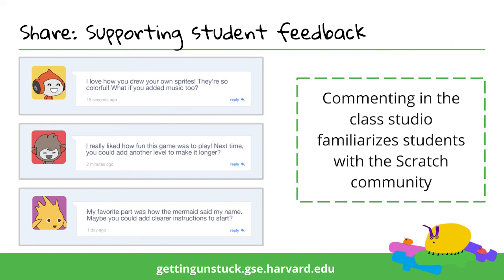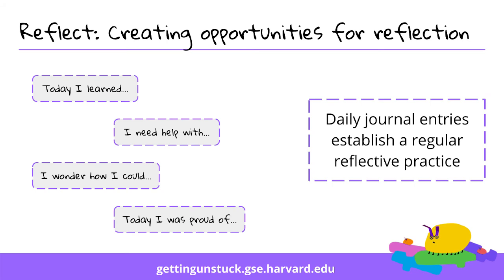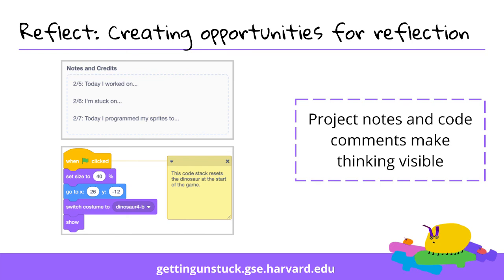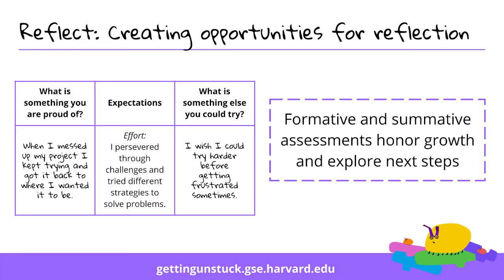We know that there is no learning without reflection, so how can we make space for this important practice and ensure it's accessible and meaningful to students? In the curriculum, we offer a range of reflective activities that can be woven throughout each module. To make student thinking and learning visible, the curriculum includes activities that support writing in the notes and credits section of Scratch projects and leaving comments on code. Along with opportunities for formative assessment through daily journal entries and teacher responses, the curriculum provides summative assessments to honor students' growth and explore next steps together.